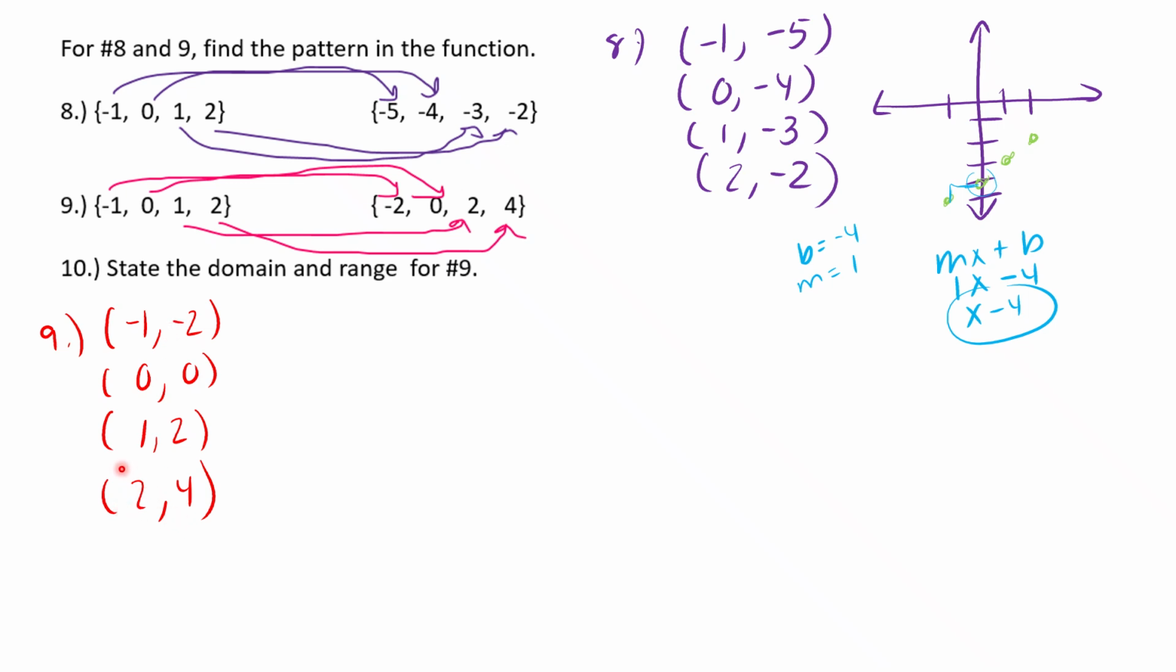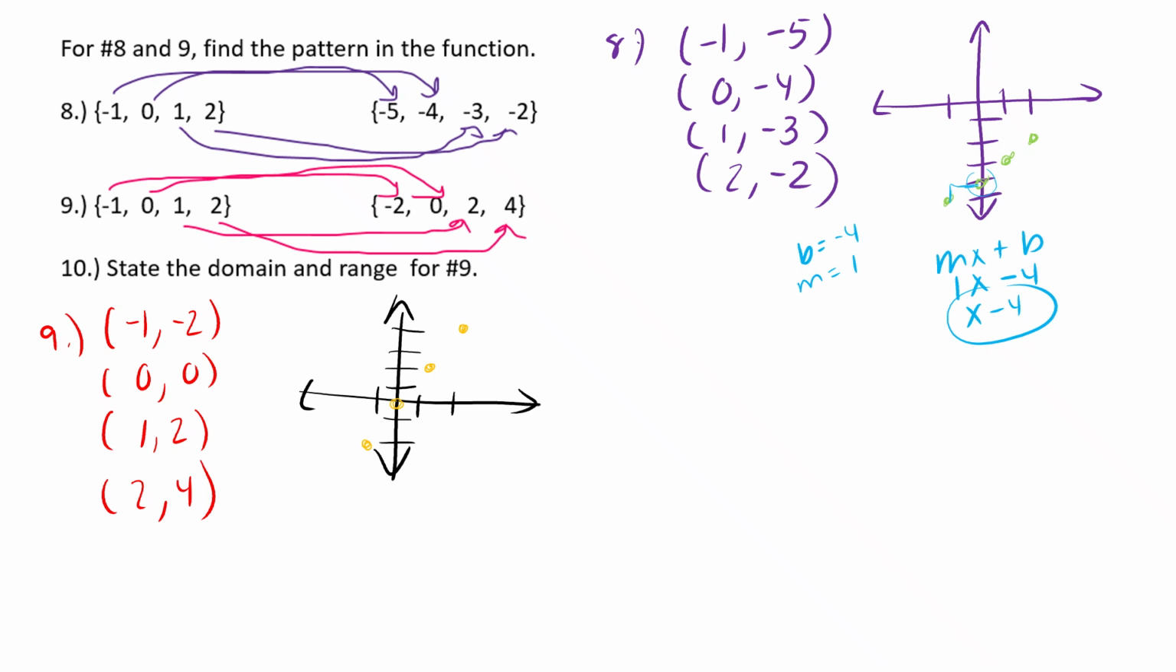So 2 times 2 is 4, 1 times 2 is 2, 0 times 2 is 0, -1 times 2 is -2. So I feel pretty good about that. Let's go ahead and just check out the graph just to check it out. So you got these ones, and then 1, 2, 3, 4, 1, 2. And let's see, so -1, -2, 0, 0, 1, 2, and 2, 4.